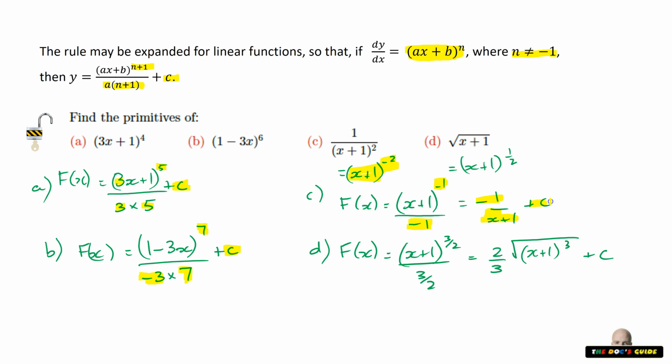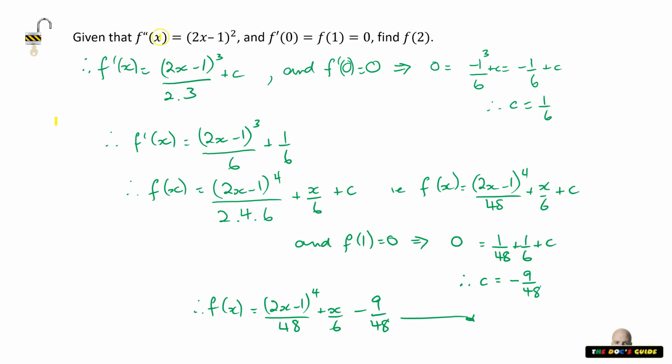And for our last example here, where we'll have a fractional index, again, the rule works exactly the same. So I'll add 1, I'll divide by that. I would divide by the differential here, as up here, but it's only a 1. So then when I write it back in the original form, I've got 2/3 times the square root of (x plus 1) cubed.